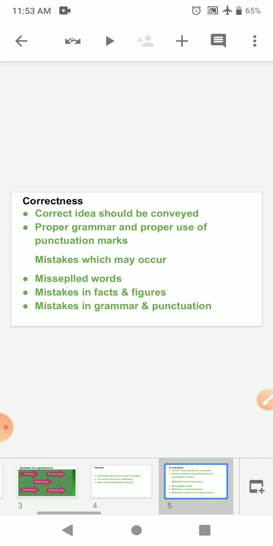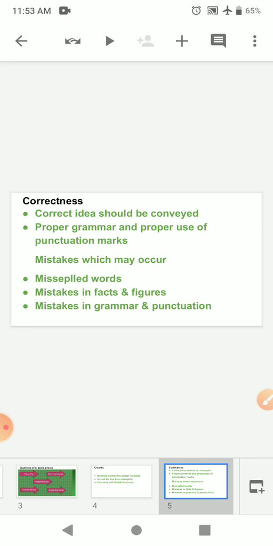Now coming to the second quality of a good Precis, that is correctness. Correct ideas should be conveyed, with proper grammar and proper use of punctuation marks. Mistakes which may occur are misspelled words, mistakes in facts and figures, and mistakes in grammar and punctuation. So sentences ought to be grammatical, with proper punctuation marks, and well spelled, free from any sort of error.